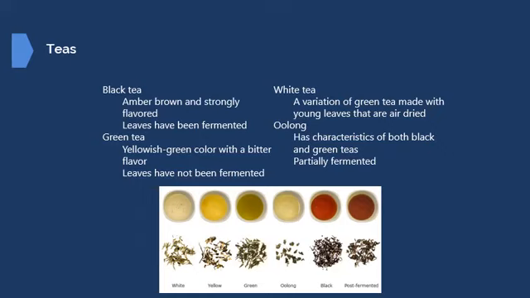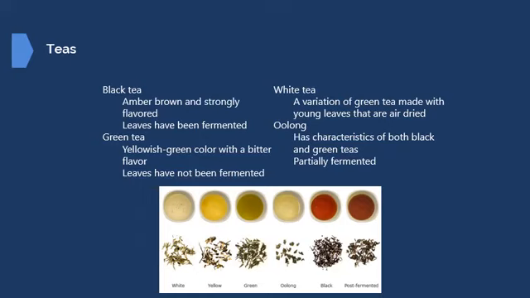It has an amber brown and strongly flavored texture to it. The leaves have been fermented, so when they are picked, they're picked mature and washed first and then allowed to air dry. And in this air drying process, they ferment. So you get this nice tea smell to it, this fermented tea smell.